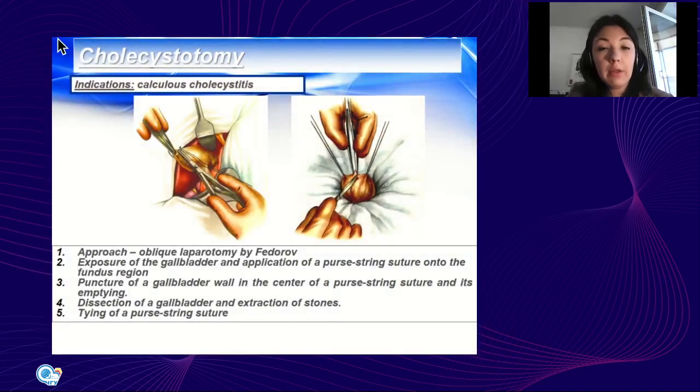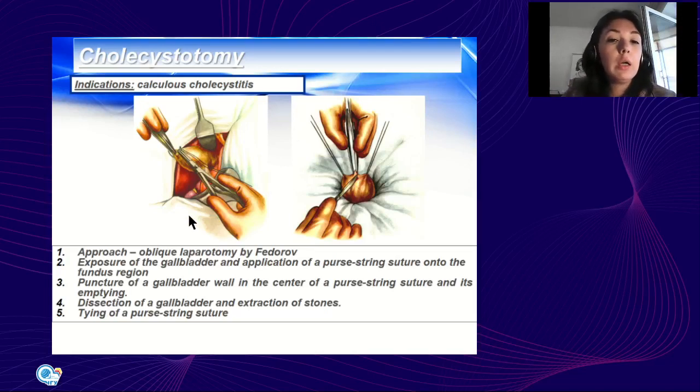So the simplest surgery is cholecystotomy. Obviously, cholecyst is gallbladder, and tomy means dissection. So usually cholecystotomy is performed in case of calculous cholecystitis, so in case of gallbladder stones, when we need to remove a stone, when it is big and it is single. If there are numerous gallbladder stones, usually we perform cholecystectomy.